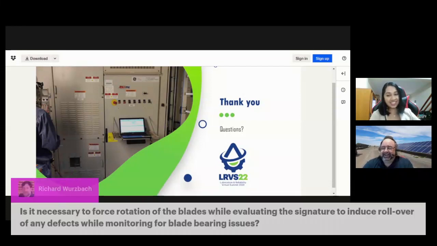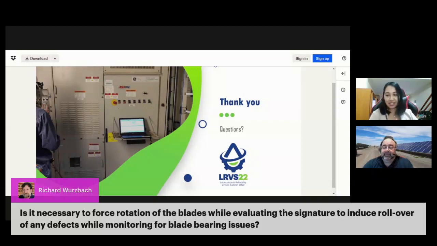And we have another interesting question here from Rich, which is asking, is it necessary to force rotation of the blades while evaluating the signature to induce rollover of any defects while monitoring for blade bearing issues? Good question. Actually, the generator has to be generating, and by definition, that means that the blades are turning. It doesn't work the other way. We don't forget to turn the fan off. No, the tower will be running.